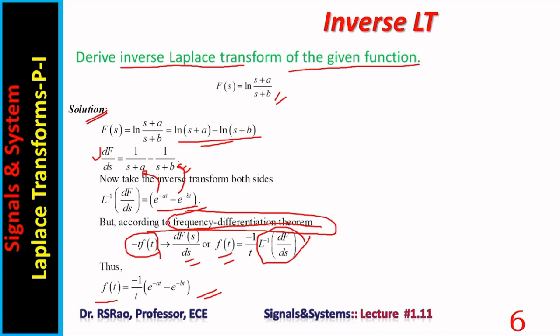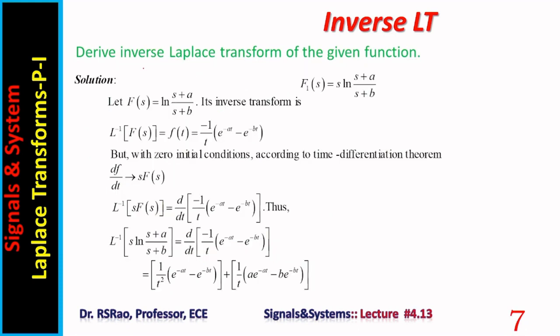Notice here we have not used the defining relation of inverse transform because it leads to a very complicated, difficult procedure. Another problem: derive the inverse Laplace transform of the given function F1 of s equal to s natural logarithm of s plus a by s plus b. Notice this problem is very much similar to the previous problem. The only difference is that s is present here in the problem. In the earlier problem, it was not there.